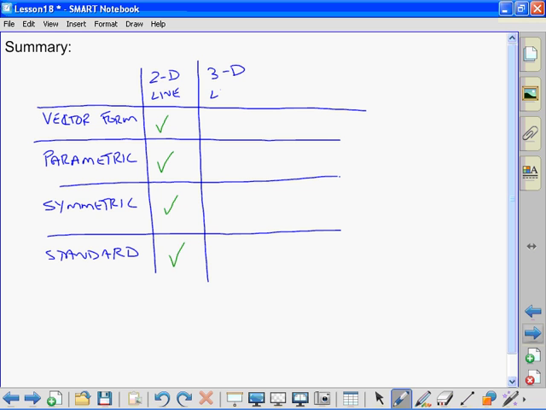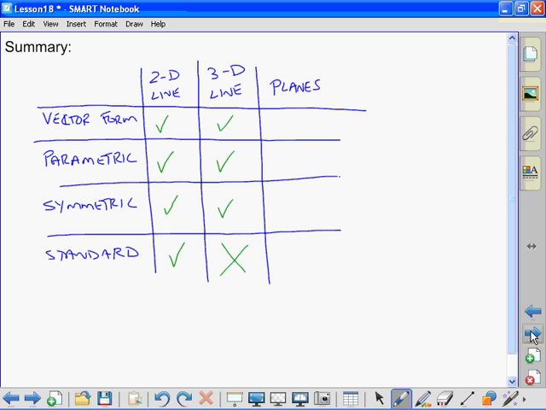If we're dealing with a 3D line, well, I have a vector form for a 3D line, a parametric form, and a symmetric form of a 3D line, but no standard form exists for a line in 3 space. And finally, planes.